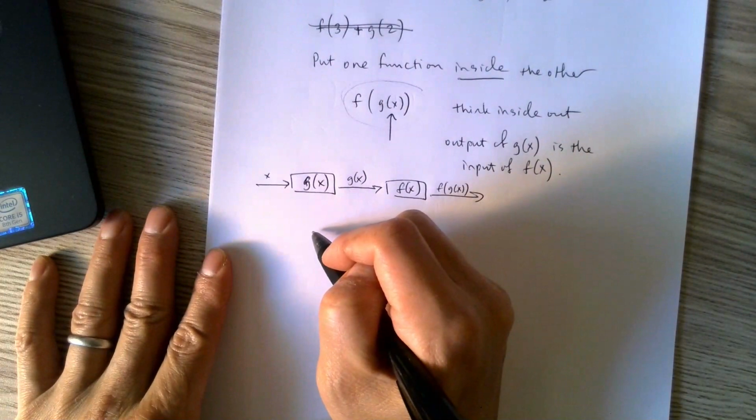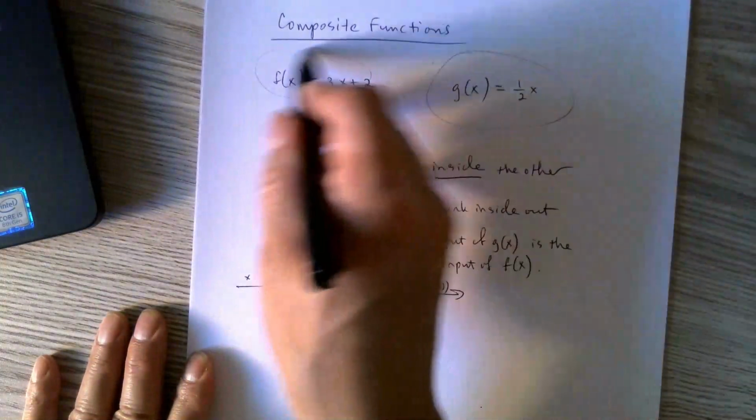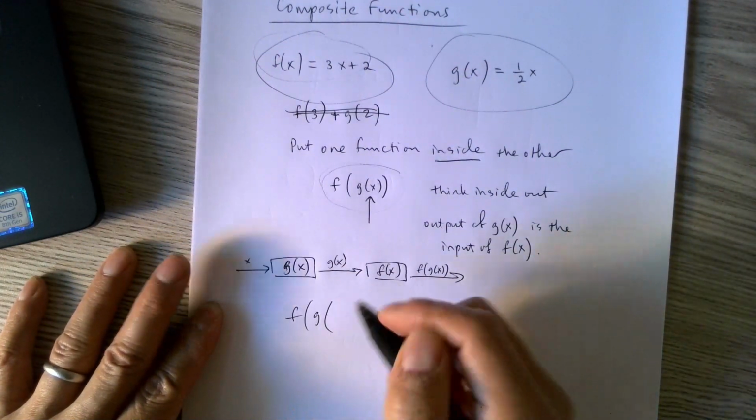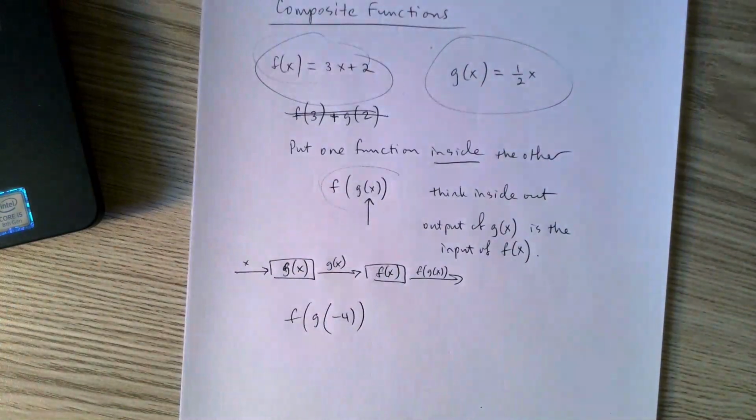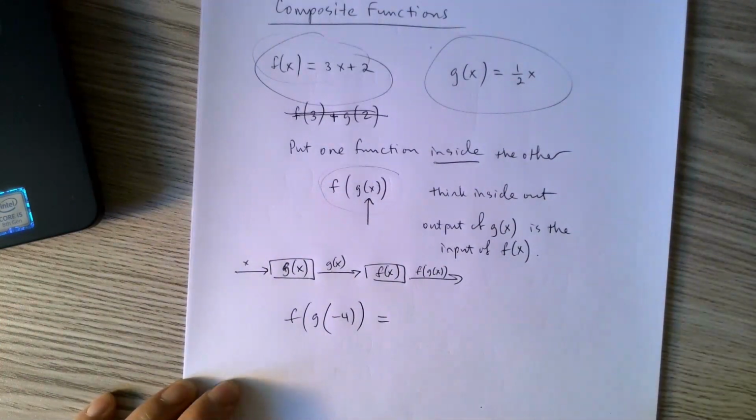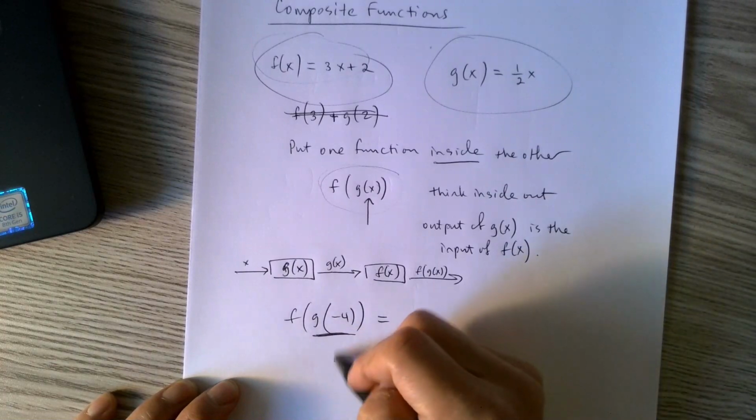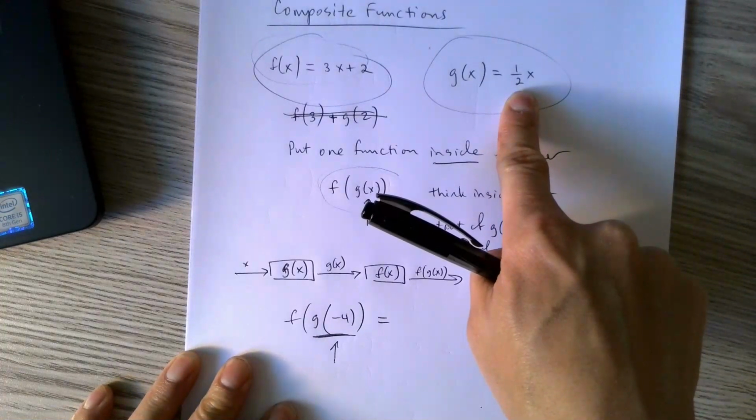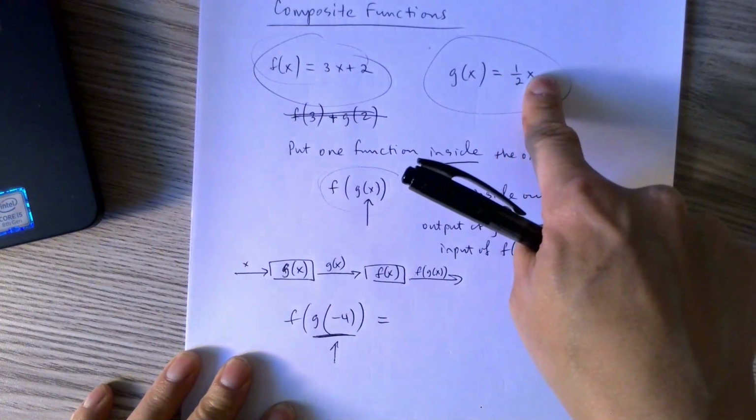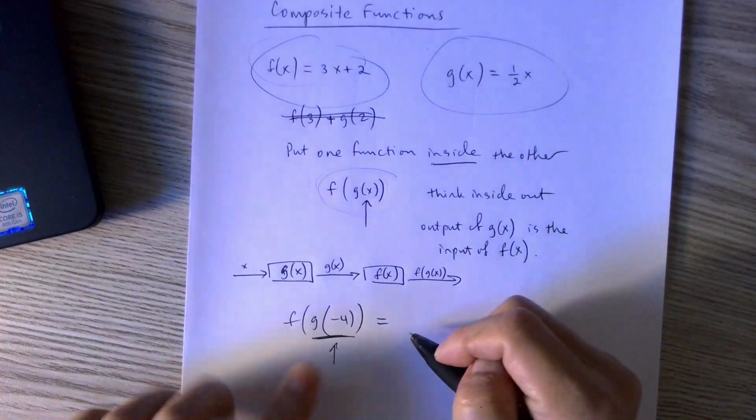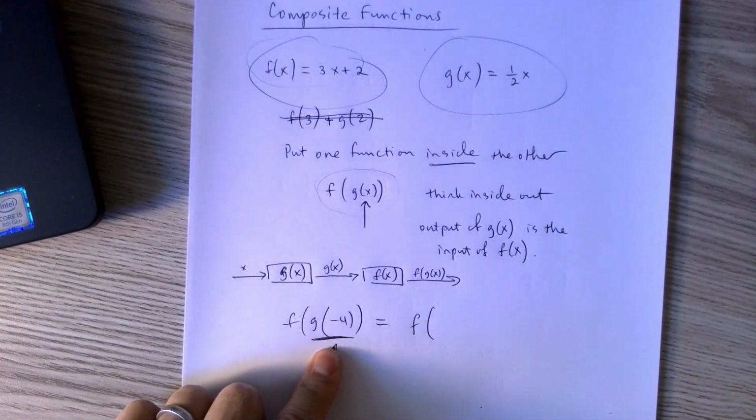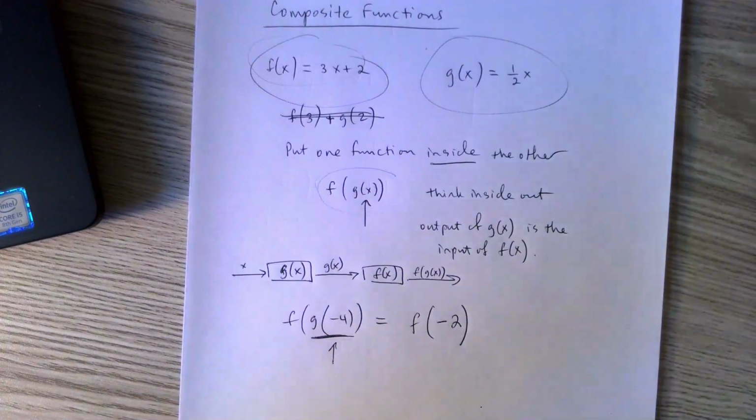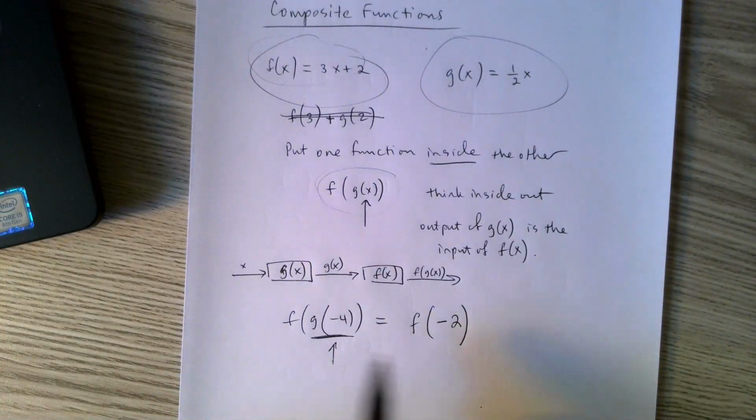So here's an example. Again, I'm going to use these two functions. f of g of -4. So my first step is to do the inside. We do the inside first. g of -4. So -4 goes in my g function. I put -4 there, and that ends up being -2. So this will turn into f of the output of what I got for g of -4, which is -2.